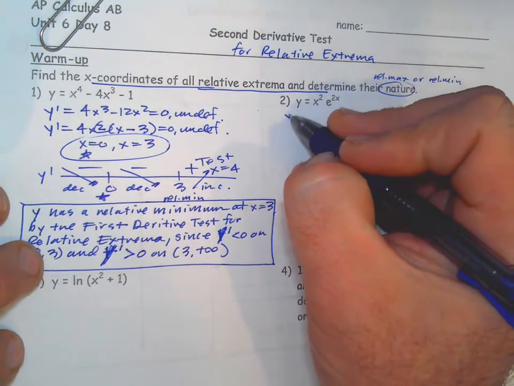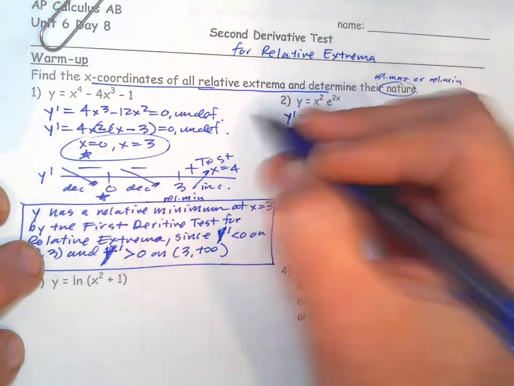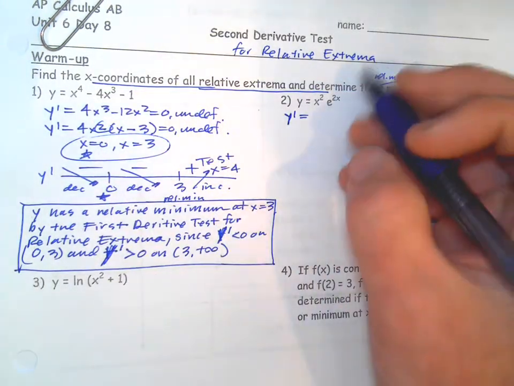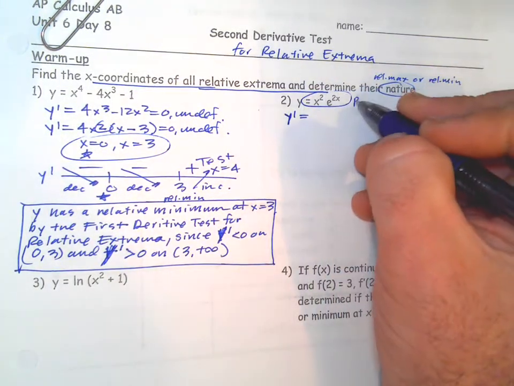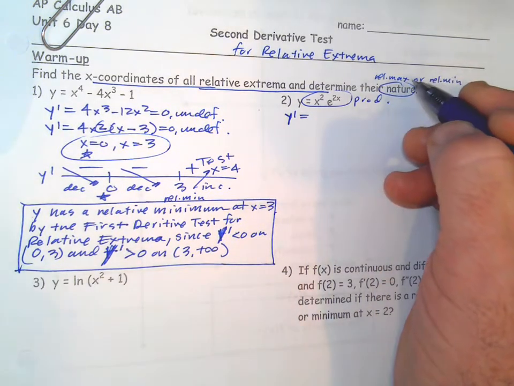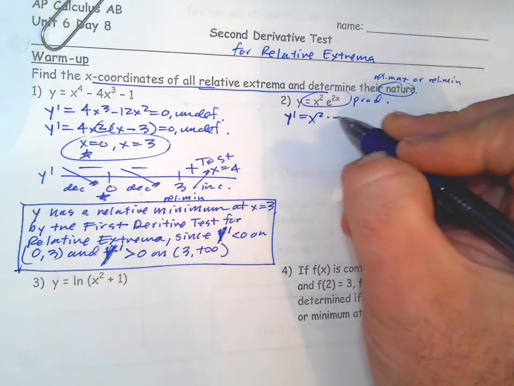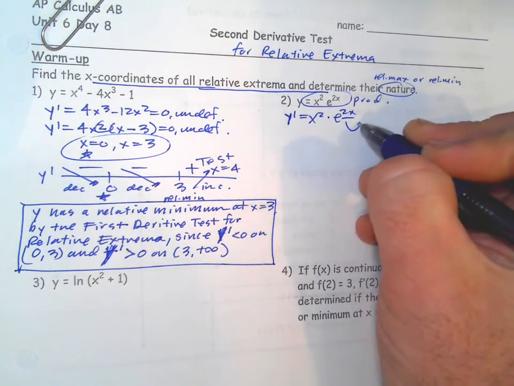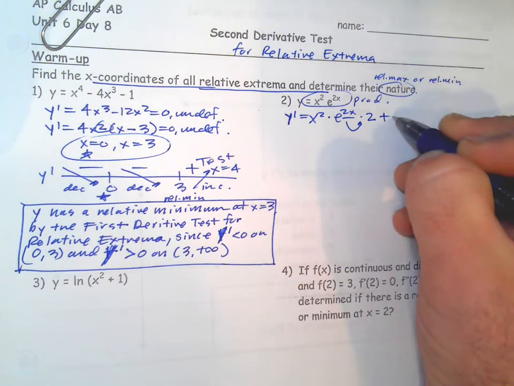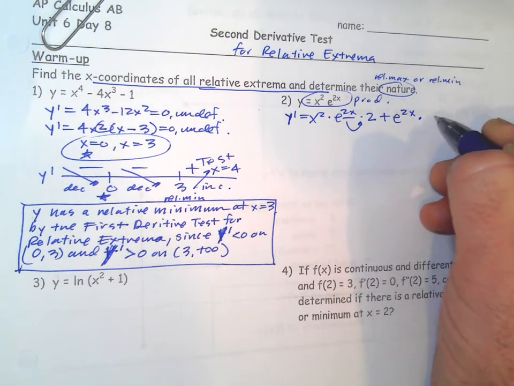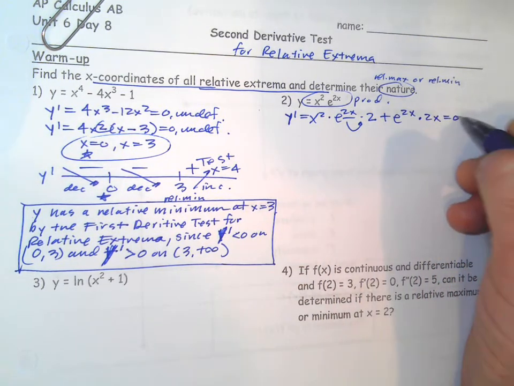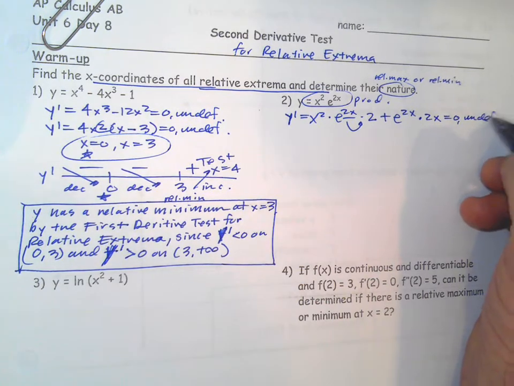This one right here, now always watch out for domain stuff. There's no domain issue here. We're going to do a product rule here, and some chain rule and exponentials and powers, a bunch of derivative rules. So x squared times derivative of e to the 2x is e to the 2x. Chain rule says take the derivative of what's inside. Plus e to the 2x times derivative of x squared is 2x. And we're going to set that equal to 0 or undefined.